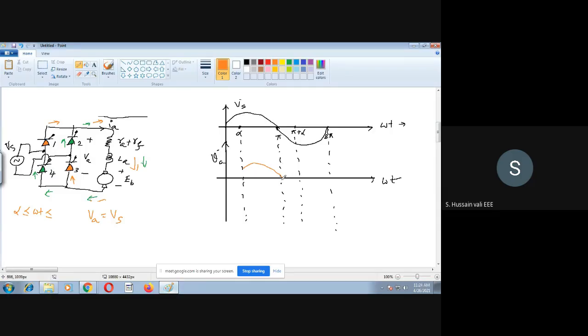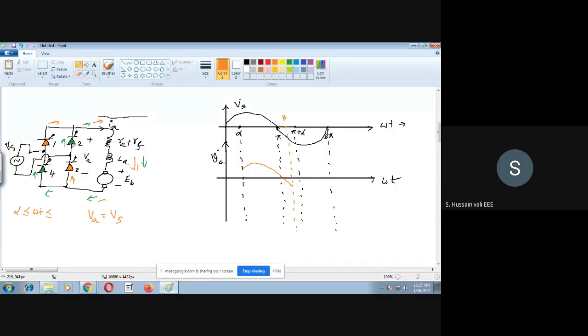At omega t is equal to pi, you will find the supply voltage is negative, but still there is some energy present in the motor inductor. That energy will force 1 and 3 to conduct for further time. So in that case, Va is equal to Vs, and it will continue further. But what we have to find out is that this energy will be over at some angle beta. So this is beta.